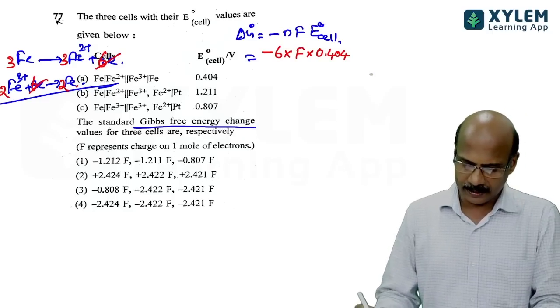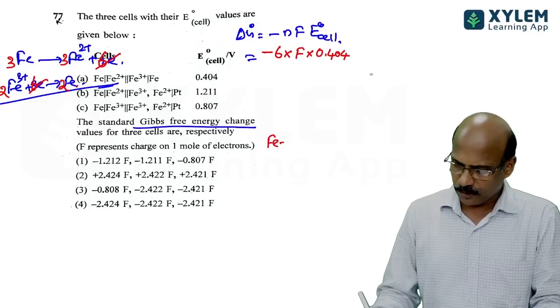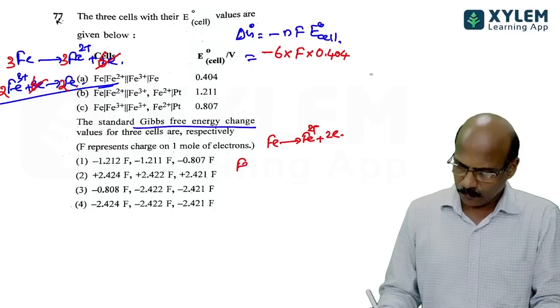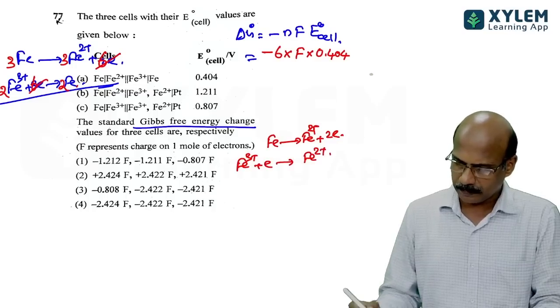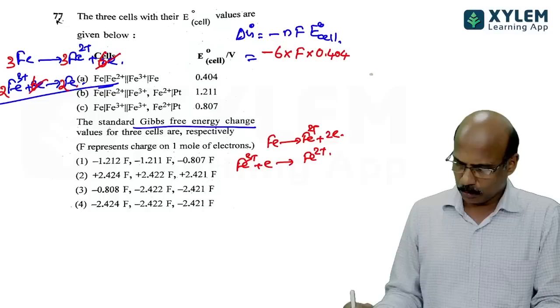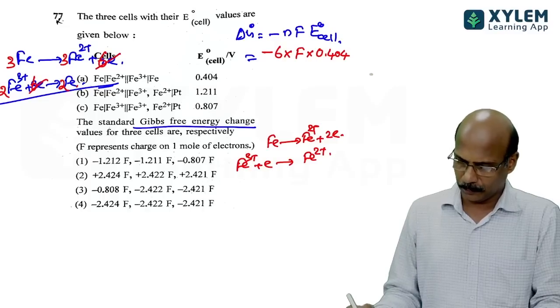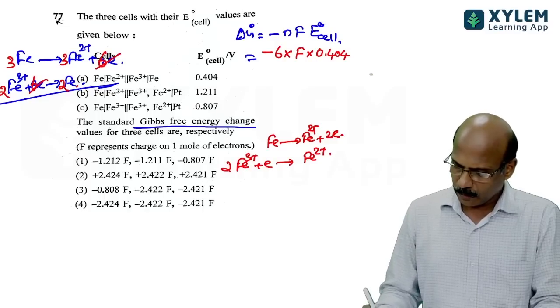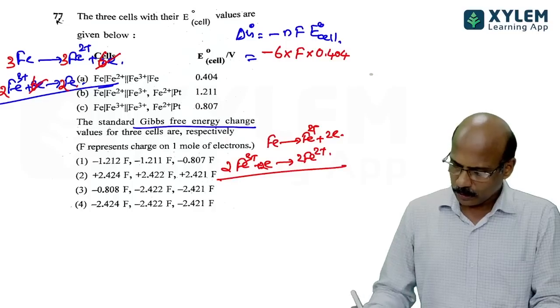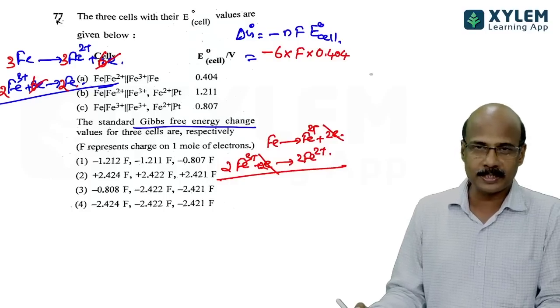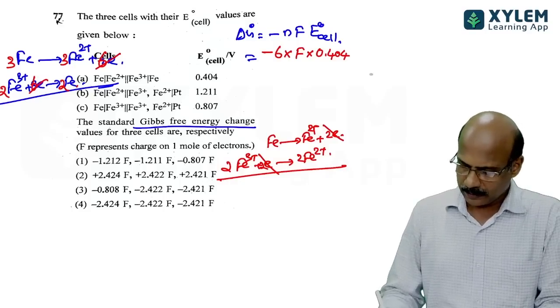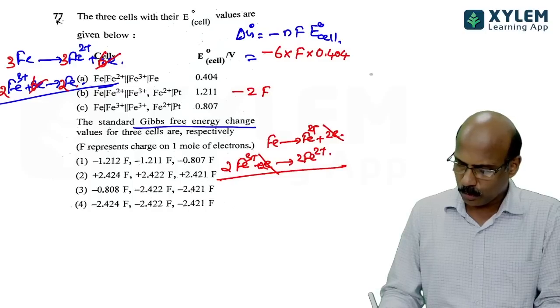What about the second case? In the second case, Fe is converted into Fe2+ + 2e, whereas Fe3+ accepts an electron to become Fe2+. To cancel this electron, what will you do? You can multiply the second equation by 2 so that 2 electrons get cancelled. Am I right? So the n value in the second case is 2. So you can say it is minus 2 into F into 1.211.